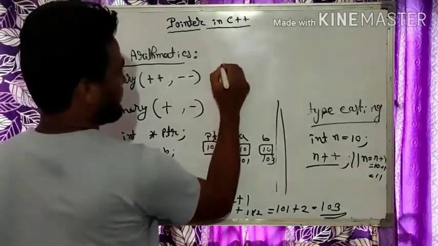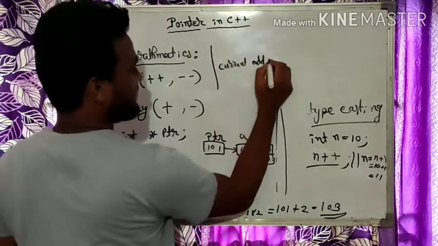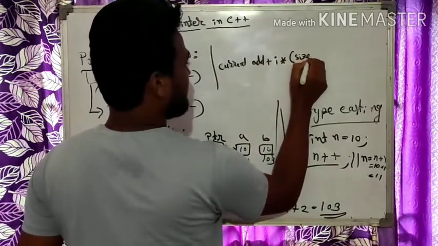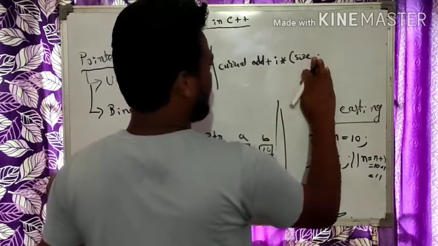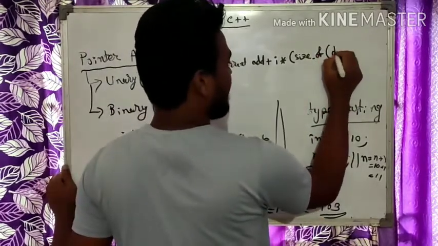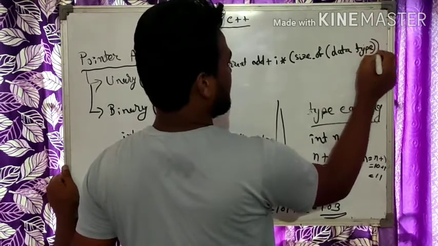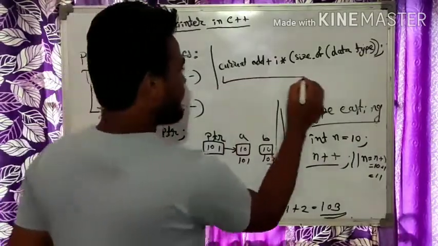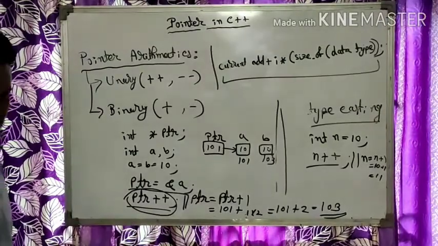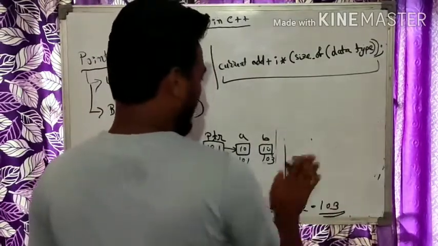So: current address plus i into sizeof data type. This is the formula to increment this, as we have already applied here. I think this is clear to you all. The same concept goes for the decrement operator as well.